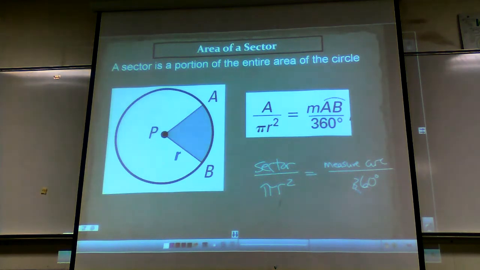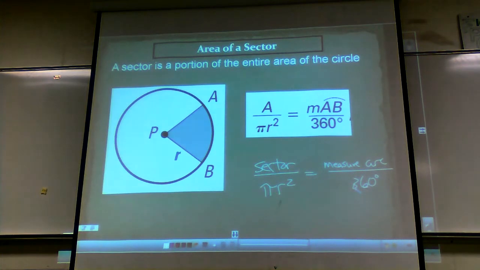And just like yesterday, guys, there's 3 places I can plug in a number. The 360 is the only thing that stays constant. So that means, just like yesterday, there would be technically 3 types of problems I could give you. I could ask you to find the sector, the measure of the arc, or the radius. But in general, the problems are going to be similar to yesterday. Have the radius given to you, give an angle measure, and they'll just say find the area of the sector.